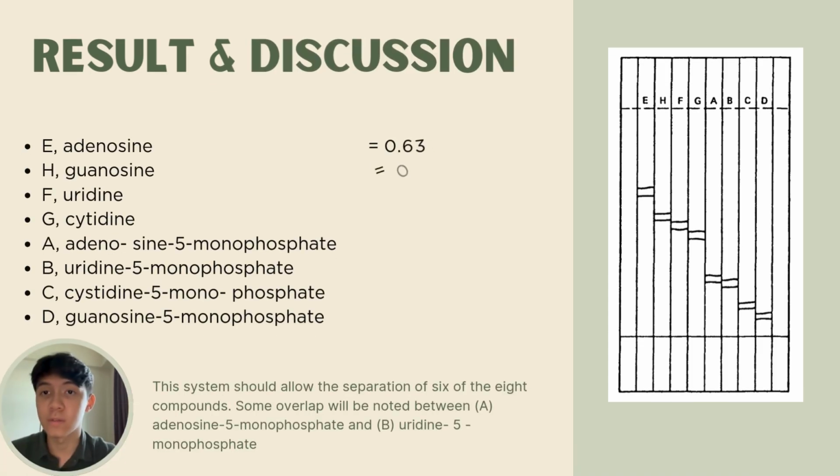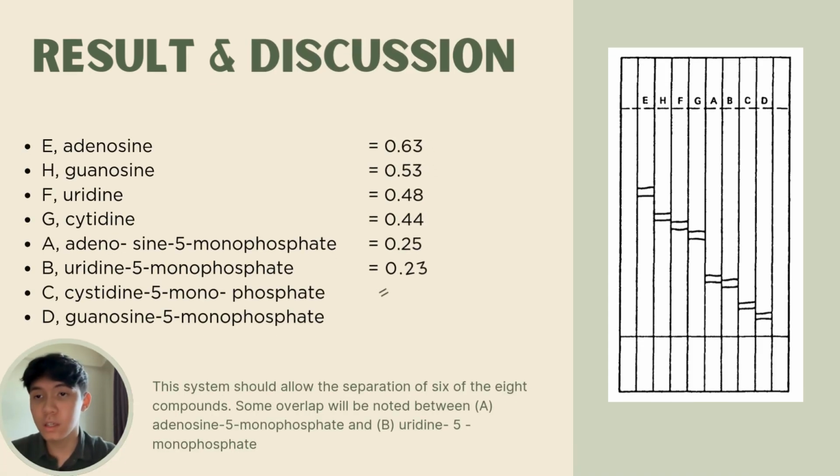Next, I will talk about the results and discussion. E represents adenosine, H represents guanosine, F represents uridine, G represents cytidine, A represents adenosine 5-monophosphate, B represents uridine 5-monophosphate, and C represents cytidine 5-monophosphate, and D represents guanosine 5-monophosphate.